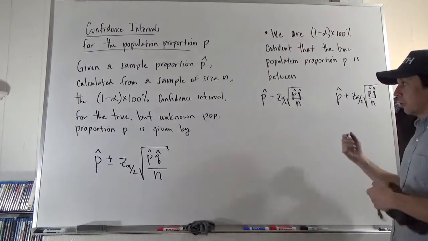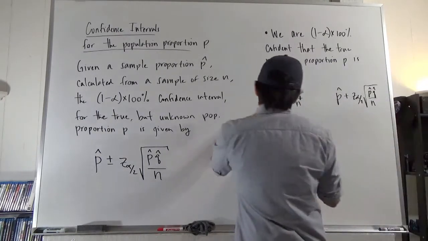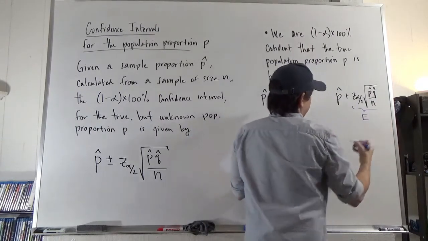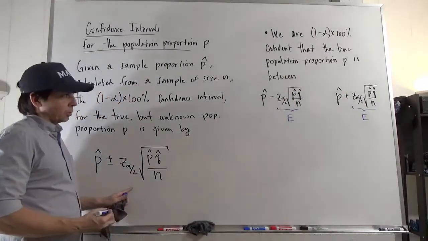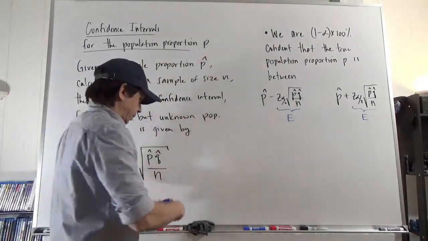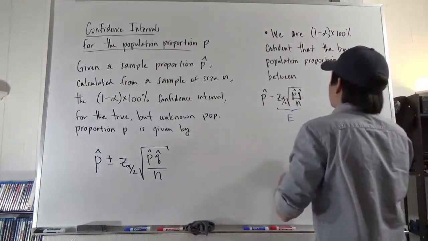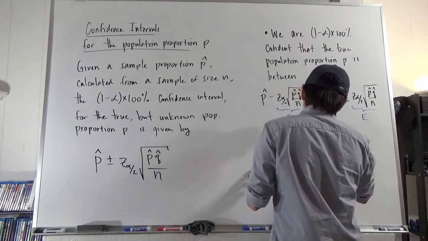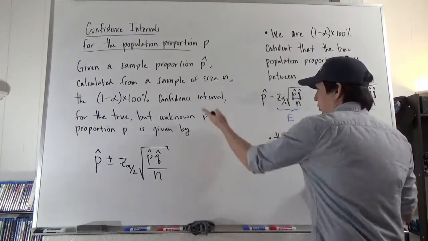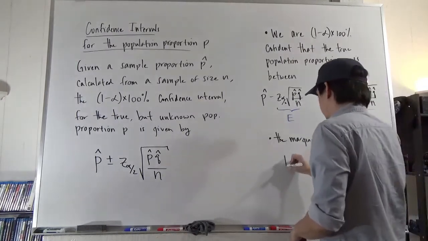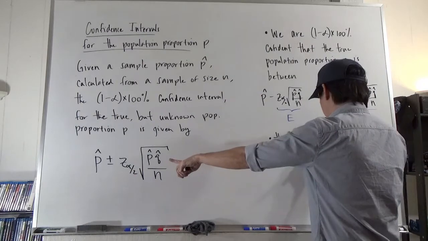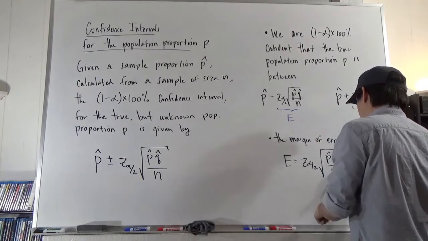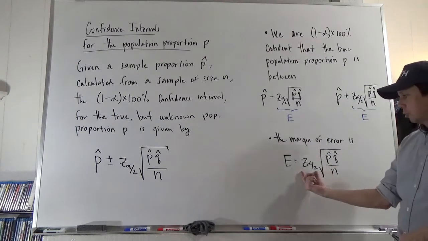I also mentioned earlier that the boundaries you get by taking P hat minus E and P hat plus E, which means that within that formula is the formula for the margin of error E. Let me write that as a second bullet point. The margin of error on a confidence interval for the population proportion is everything after the plus or minus, the z part of it, times the square root of P hat Q hat divided by n. So that's your margin of error. It's a z-score times this.